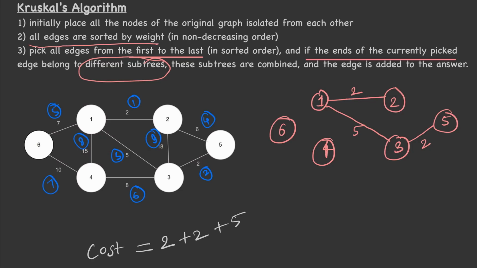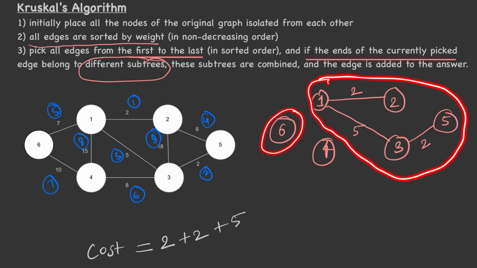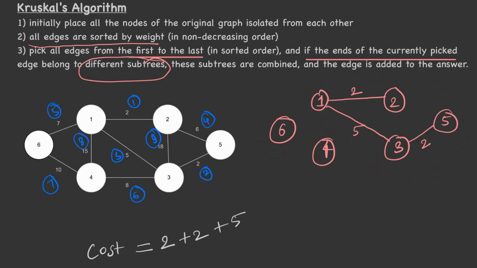Now let's take the next edge, which is this particular edge, connecting 1 to 6. Now 1 and 6 are not connected. They are actually residing in different subtrees. So we'll take this particular edge and connect them together. Our cost will be increased by 7, right?